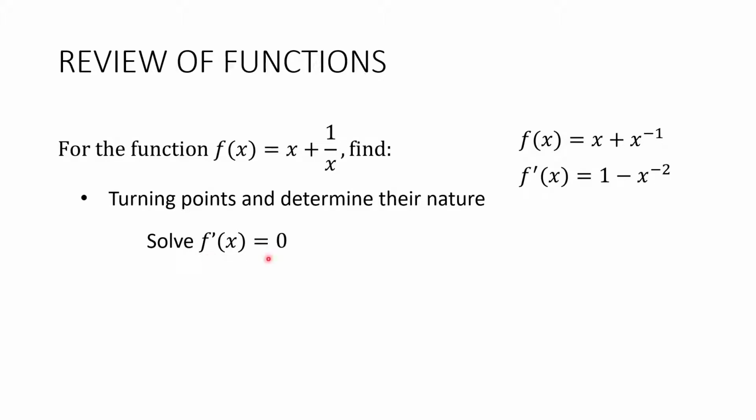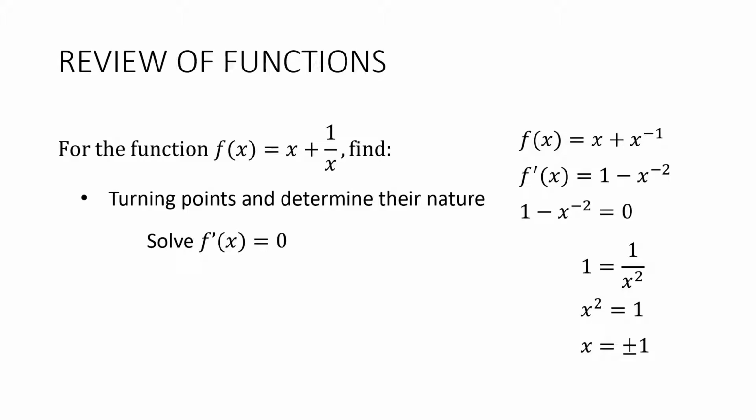Now we want to solve that equal to 0. A couple of ways to do this, but I'm going to take this over the other side. I'm going to take that opportunity to turn it back into fraction form. Multiply both sides by x squared. Gives us x squared equals 1, and then solving that we get x is equal to plus or minus 1.